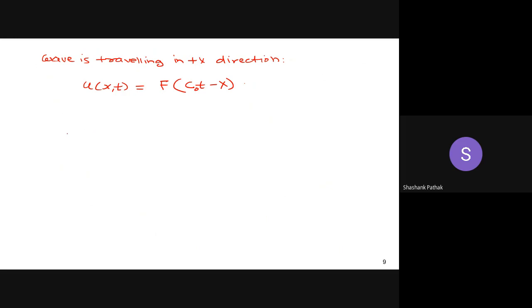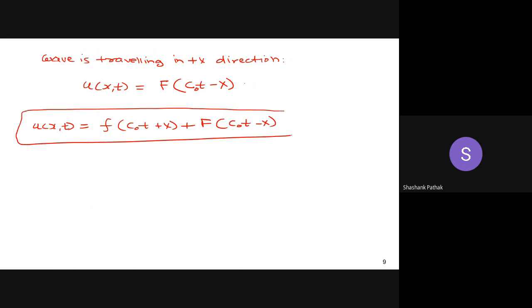And suppose we don't know. Suppose our system is very complicated and we are not able to understand, and we want to write a solution for that. So what solution would you like to write? Combination of both. Very good. Who told this? Arman. Arman, very good. You are an excellent person. Now tell me the full solution. What will we write? F of c not t plus x. Very good. Then plus f of c not t minus x. Very good. So in complicated conditions, we can write this generalized solution.